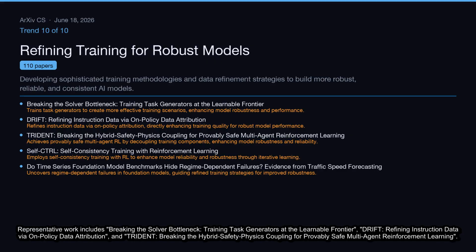Representative work includes breaking the solver bottleneck, training task generators at the learnable frontier, Drift, refining instruction data via on-policy data attribution, and Trident, breaking the hybrid safety physics coupling for provably safe multi-agent reinforcement learning.